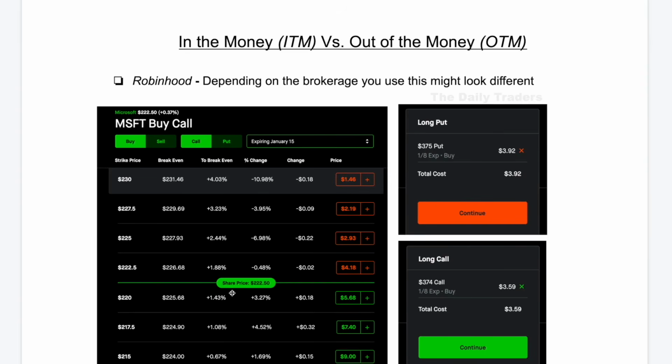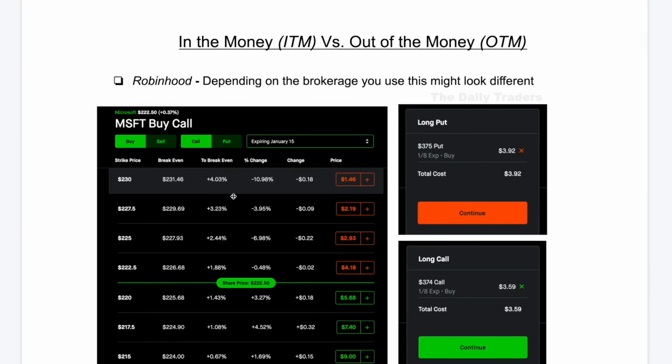I'm using Microsoft as an example. As you can see, the current price is $222.50. That is this share price right here. Now, this is a call. So if I'm going to be buying a call in the money, that means I want to be buying an options contract. Now, that's what these are. So in the money is going to be anything below $222.50. So any of these contracts, the $220 contract, the $217.5, or the $215. These are all in the money.